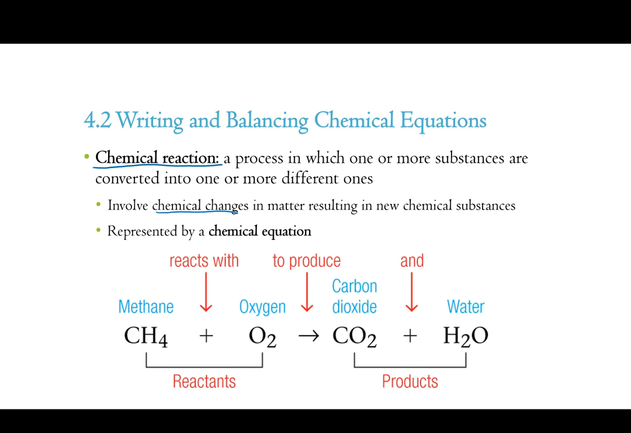So here is an example of a chemical equation right here. The way you read that is methane reacts with oxygen to produce carbon dioxide and water. The reactants are the things you start with, the things on the left. The products are the things you end with, the things on the right. That arrow separates them. That can be read as to produce. It can be read as yields, anything like that.